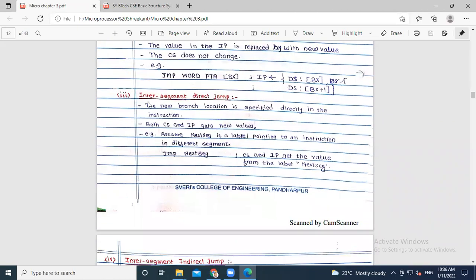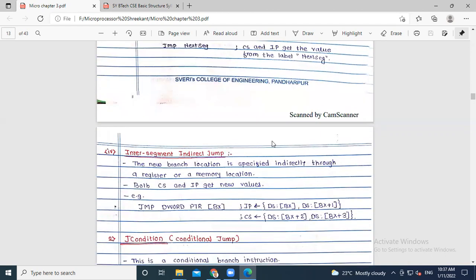Again we start with inter-segment direct jump. The new branch location is specified directly in the instruction, and the code segment and instruction pointer get new values in the inter-segment. For that, JMP NEXT SEGMENT, the code segment and instruction pointer get the values from the label NEXT SEGMENT.